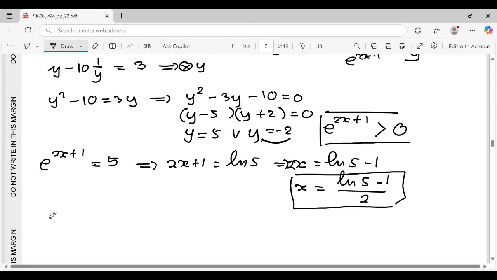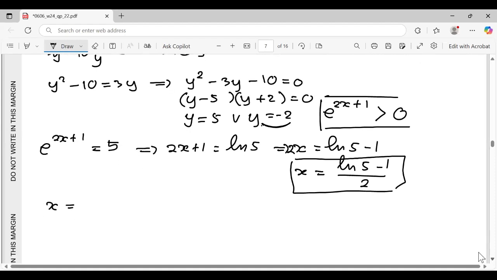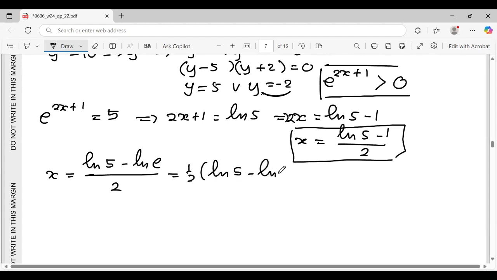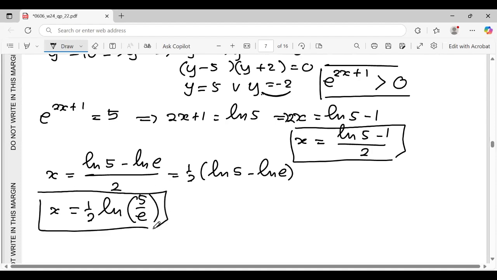Or you can convert to the next version. 1 is ln e, so ln e over 2. And the next version becomes 1 half times (ln 5 minus ln e). Okay, it's going to be 1 half ln (5 over e). This is the different version of x.